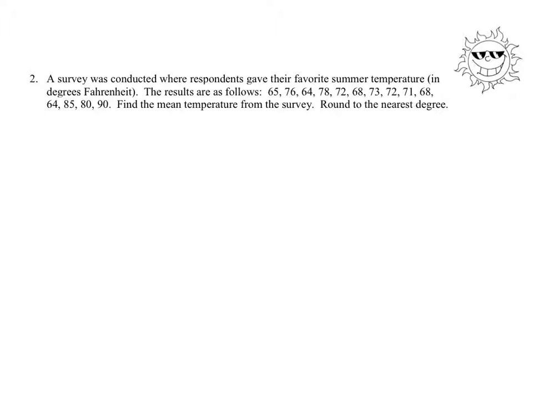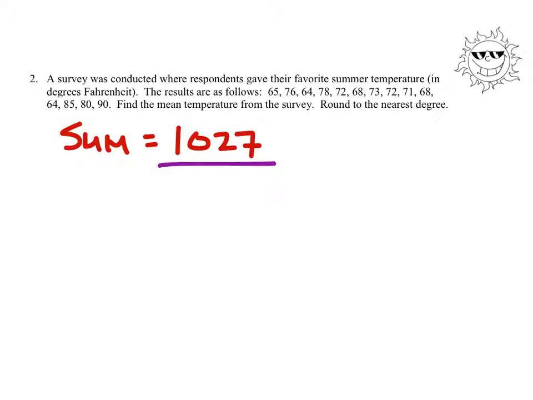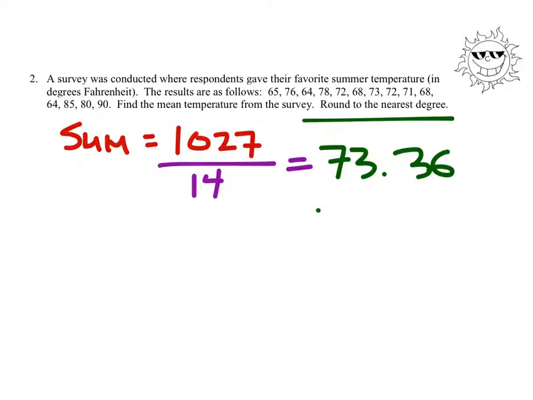So we need to add all of these together. We got 1027 when we add all those together. Then we'll divide it by the total, so we got 14 numbers. We'll divide them. It was rounded to the hundredth, but it says to round to the nearest degree, so that would just be 73 degrees.